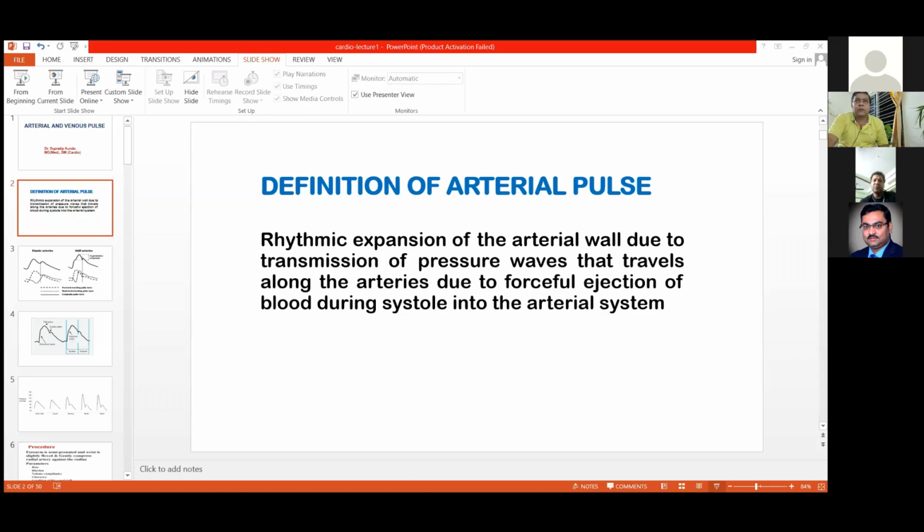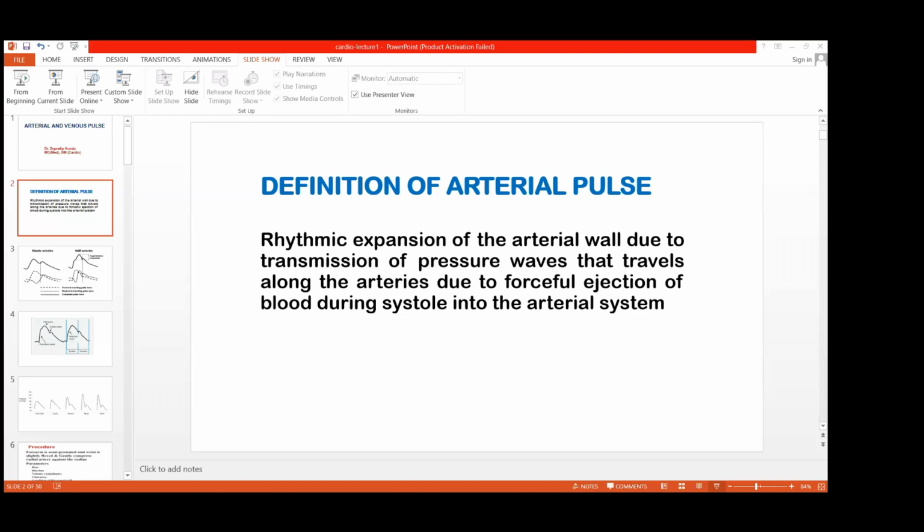Let's start with this. First of all, it is the definition of arterial pulse. It is rhythmic expansion of arterial wall due to transmission of pressure waves that travels along the arteries due to forceful ejection of blood during systole. Number one, first thing I want to remind you that it is the pressure waves which travel along the arteries and create this expansion of arterial wall, which is felt as pulse.